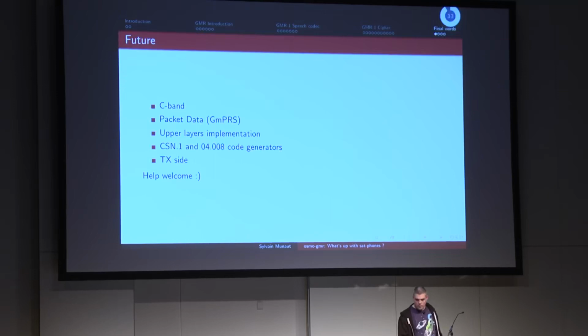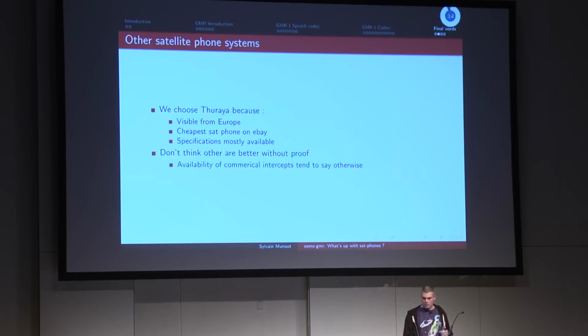So, a few things we'd like to look at in the future is C-band. The satellite has to talk back to the Earth station, and this happens in a different frequency band, and this is what we'd like to look at, essentially the feeder link. If any of you have a large satellite dish and want to provide data for us, please contact us, we're looking for it. We're also starting to look into packet data, and some other stuff.